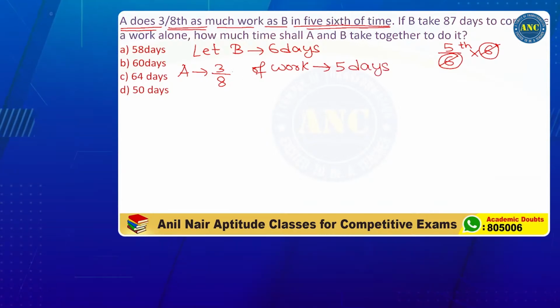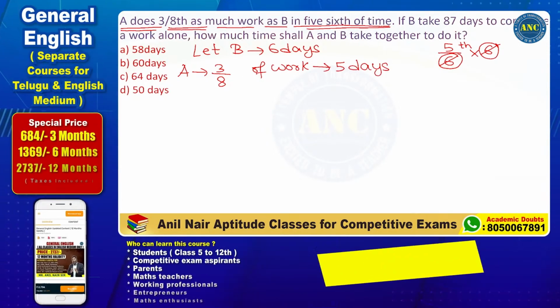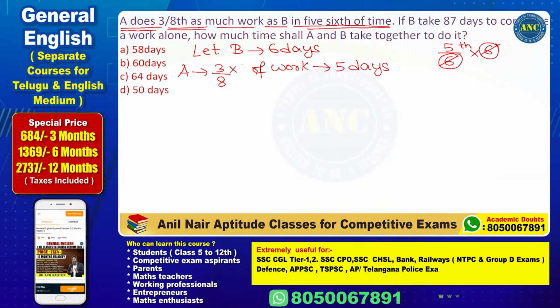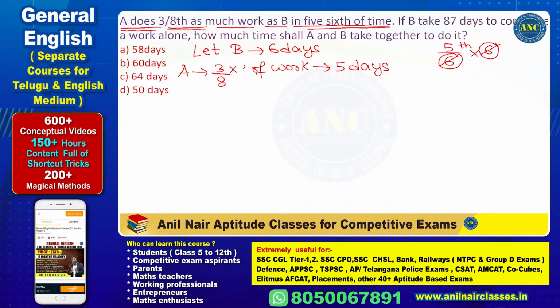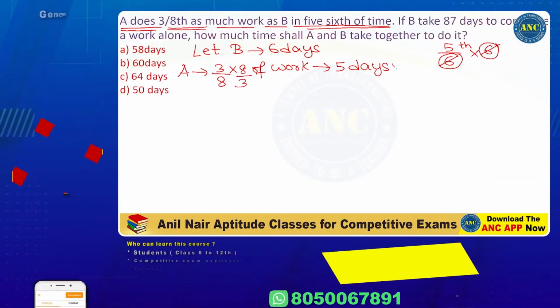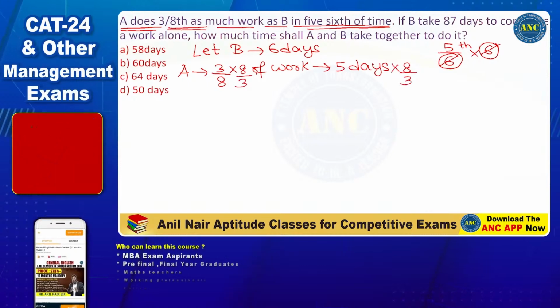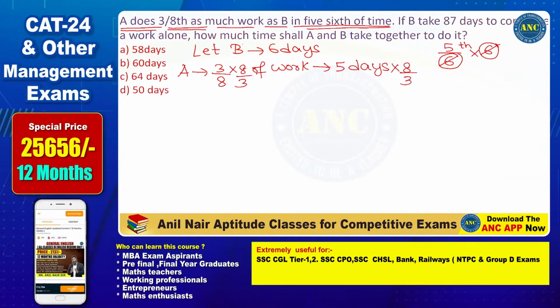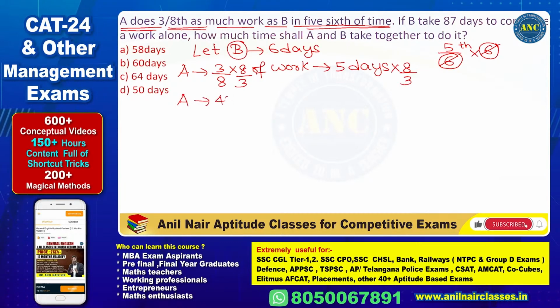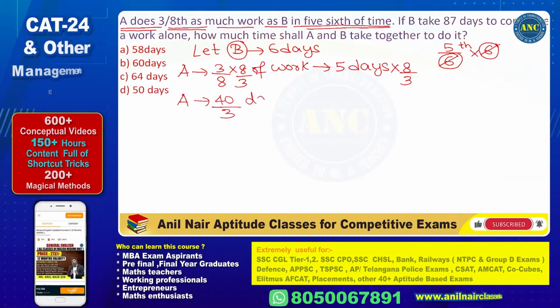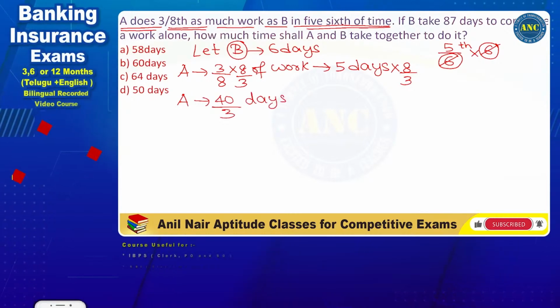Now A will be doing only 3/8 of the work in 5 days. But I want A to be doing the complete work. 3/8 should become 1 complete work. Multiply by 8/3. Here also multiply by 8/3. So basically B will be taking 6 days to complete the task, and A will be taking 40 divided by 3 days to complete the task. Right? A will be taking 40 by 3 days.